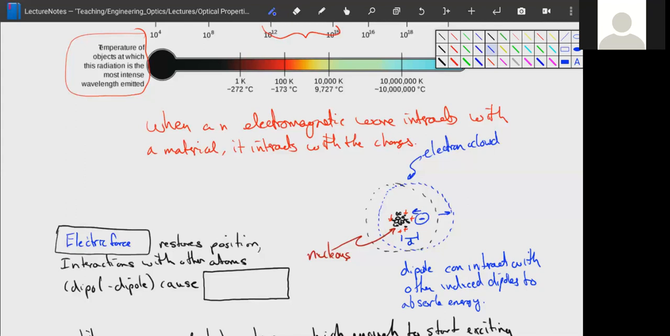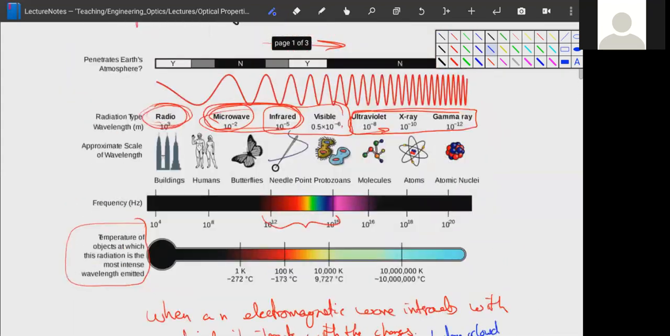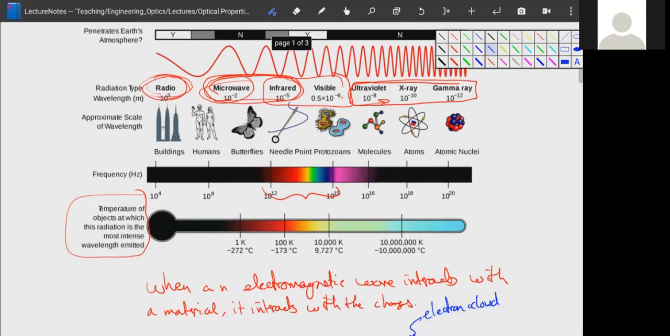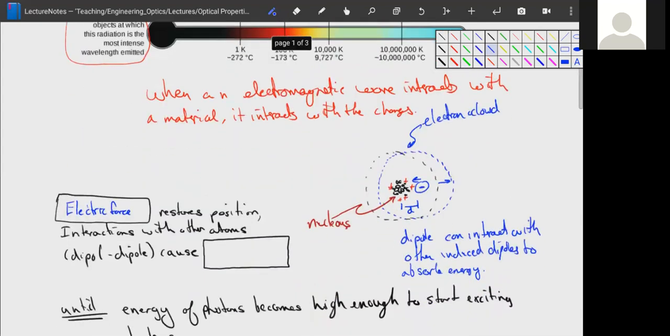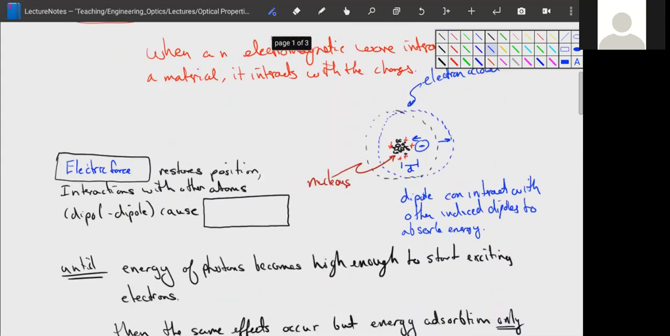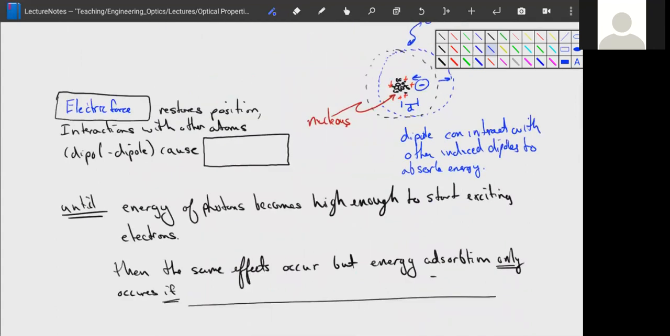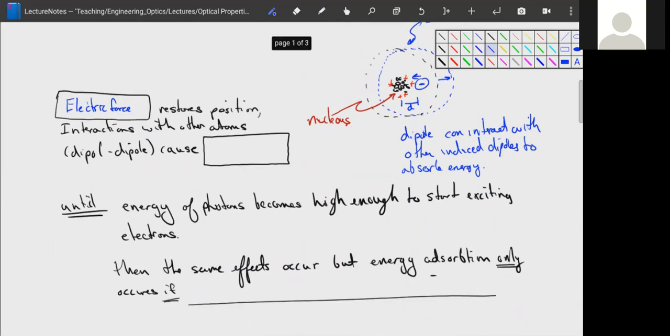And remember, with damped oscillators, the amount of energy they absorb or pass through is very dependent upon the frequency of the forcing that you're doing. And it's the same with materials. So the amount that they absorb is dependent on the frequency, which is why some materials will absorb strongly in a color or multiple colors, and others will pass light through them without interacting. So light waves come through, they move these electric clouds. This is true up until the energy of the photons becomes high enough to start exciting electrons. Then the same effects occur, but energy absorption only occurs if the electron can reach a stable energy state.